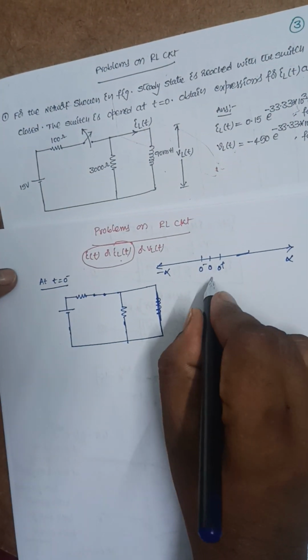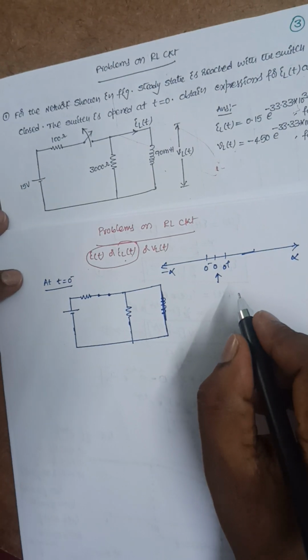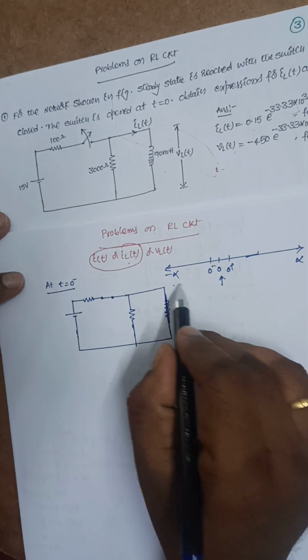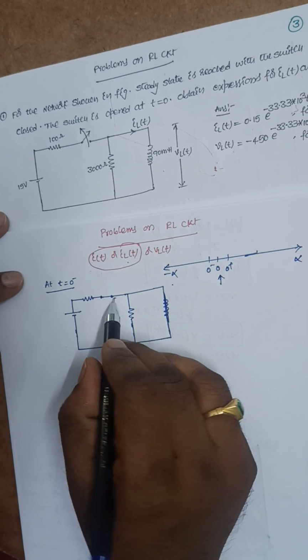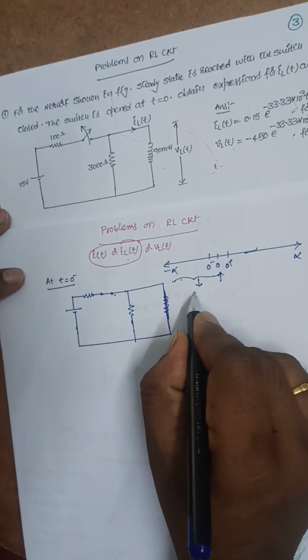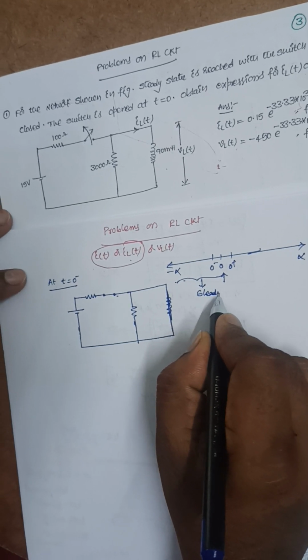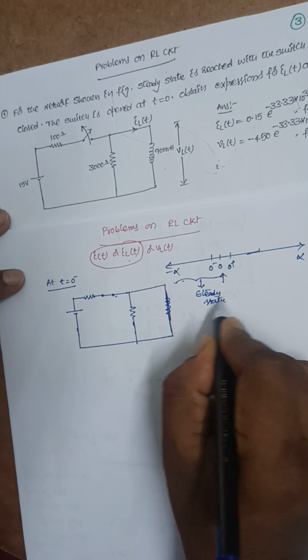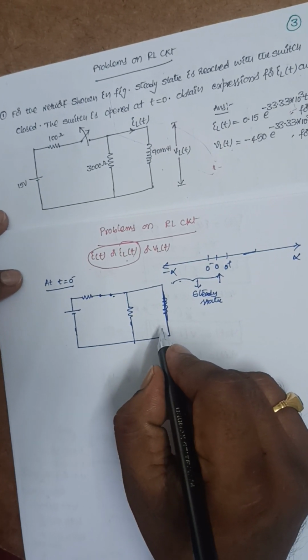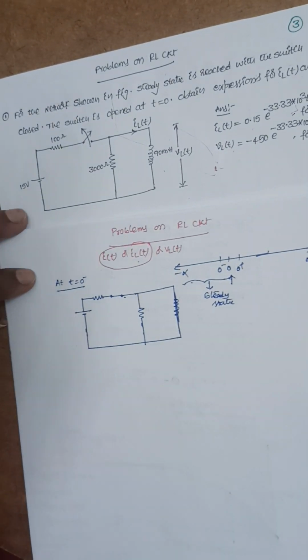Okay, time axis. At t is equal to 0, the switching action is done. That means the switch is opened. So from minus infinity to 0, the switch is connected. That means during this time, the circuit is under steady state condition. Under steady state condition, the inductor acts as a short circuit, and a capacitor would be open circuited.